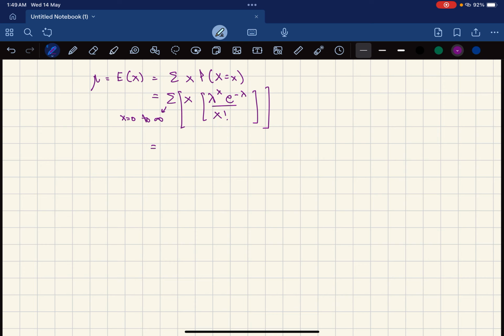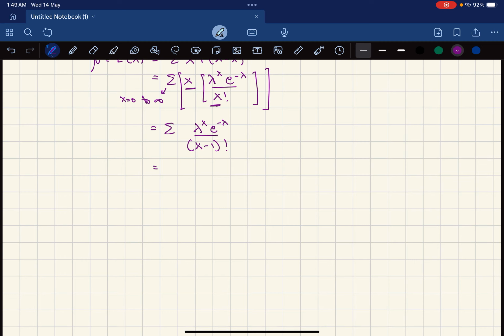Now once we have done that, we just cancel this x with this x factorial, so we'll be left with x minus 1 factorial, and we have lambda raised to power x, e to the power minus lambda upon x minus 1 factorial. Now we can bring e to the power minus lambda out of summation, because this is not a function of x and therefore there is no variable here, and we have summation of lambda raised to power x upon x minus 1 whole factorial.